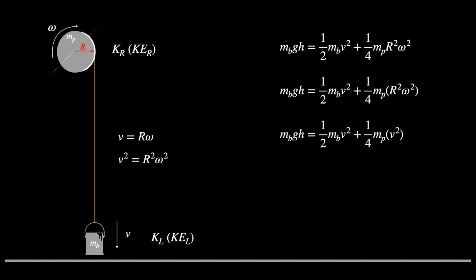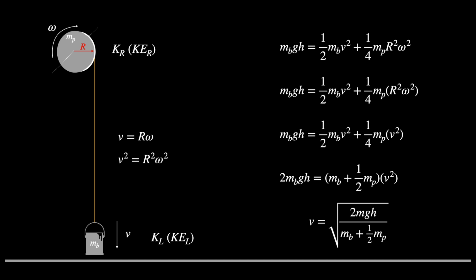Multiplying both sides by 2 and factoring out the v from the right, I get this expression. Dividing by the mass term and taking the square root gives me an expression for the speed of the bucket as it's falling by using conservation of energy.